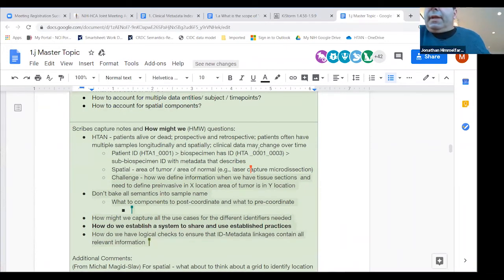Yeah, this is Jonathan Himmelfarb. I'll just point out that in the breakout groups this afternoon, there's a session on tissue collection and processing. And a lot of the provenance type issues will get discussed in those breakouts. Okay.